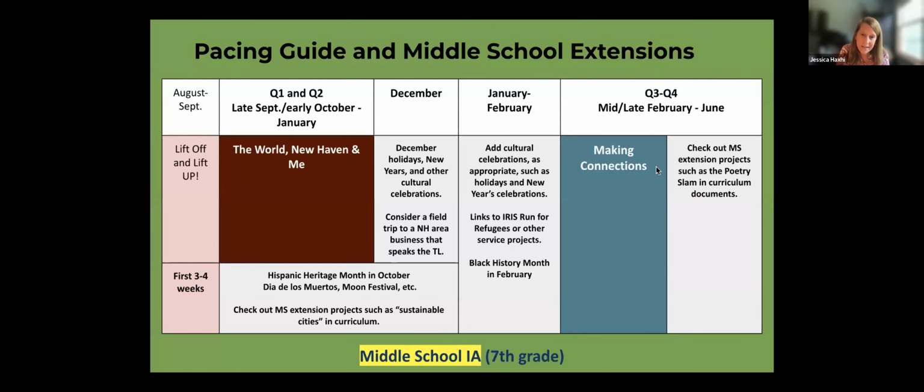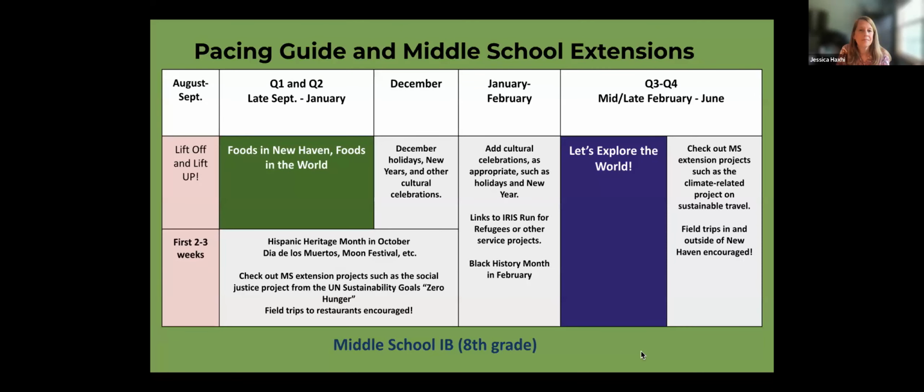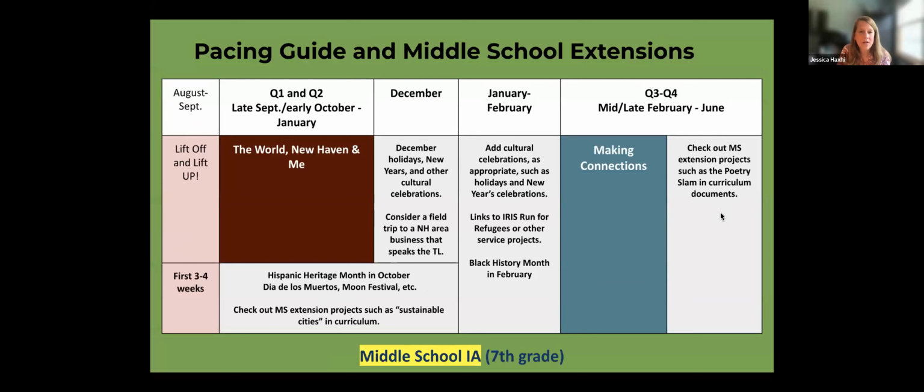We have pacing guides, and we show the middle school teachers the types of things they could add. Because when you really lay out middle school and think about all the things, like Hispanic Heritage Month and Moon Festival, you need a lot of extra time in your year. So we've got New Year's celebration, we have a big run for refugees, we have Black History Month. So you want time to spend a little bit on each of those things.